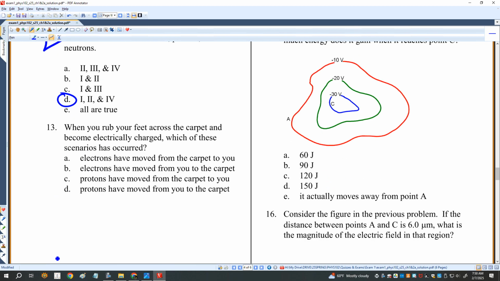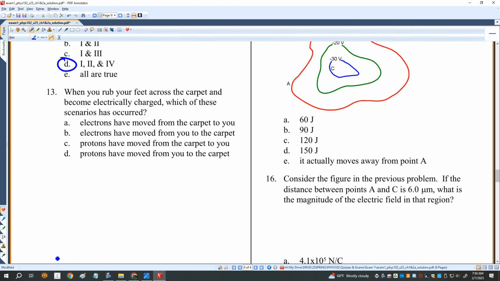When you rub your feet across the carpet, you become electrically charged. Electrons have moved from the carpet to you. We talked about this even with the Van de Graaff generator, like the charges were moving around on your body. But remember that positive charges don't move around very easily, that really only electrons move around easily. So the electrons are moving onto you.